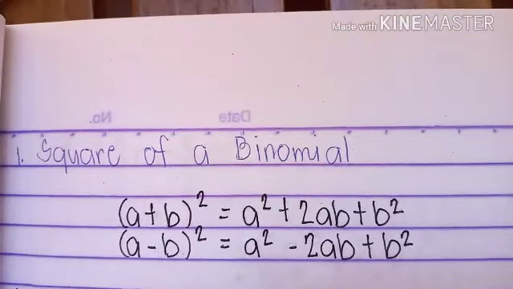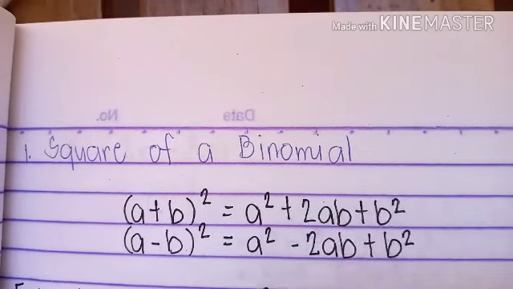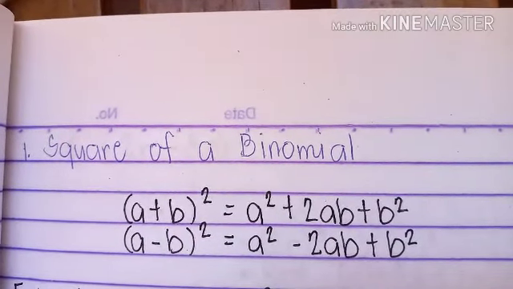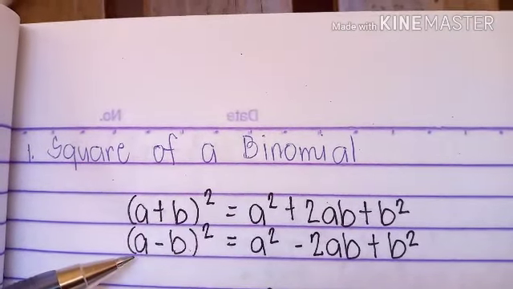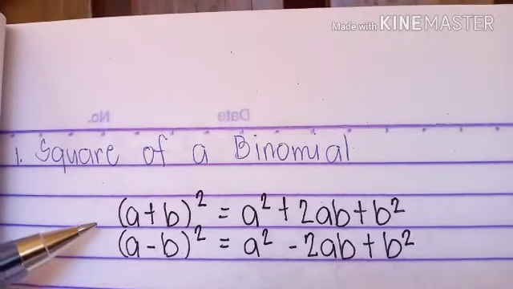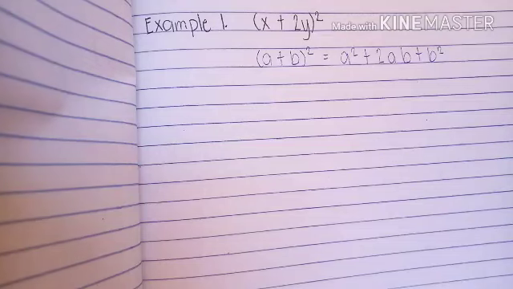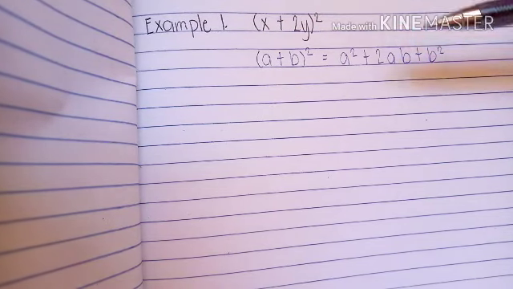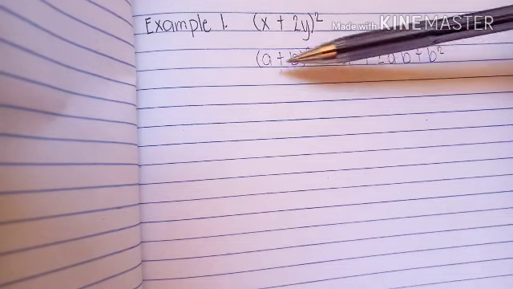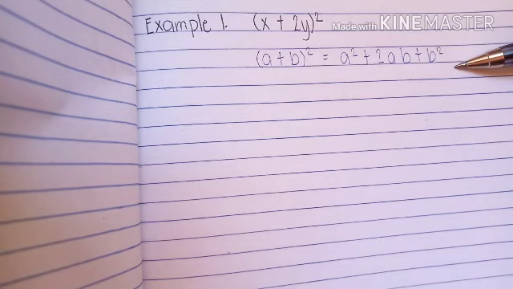Now, the first case that we're going to learn is the square of a binomial. When we square a binomial, there would be 2 cases. Either we're gonna add the binomials or we're gonna subtract them. For each of these cases, we are going to use each of these formulas. For example, number 1, since we have here (x + 2y) squared, we're gonna follow the first formula, which is (a + b) squared equals a squared plus 2ab plus b squared.